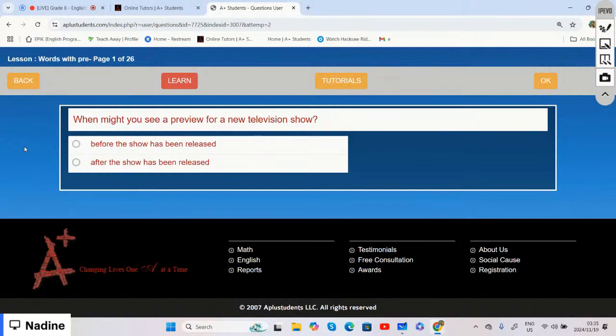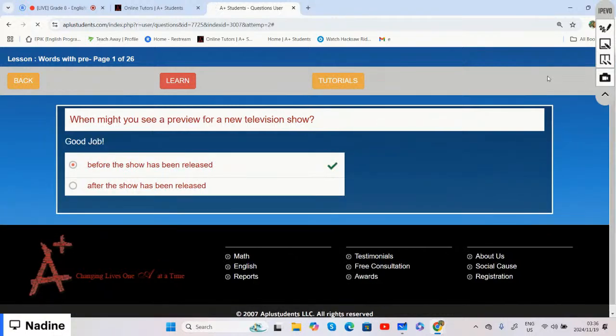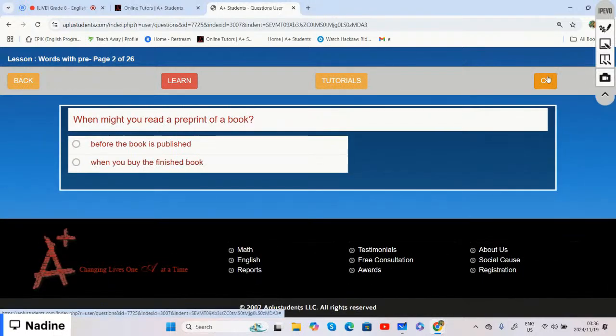And we might see a preview for a new television show option one, before the show has been released. So before the show has been released.